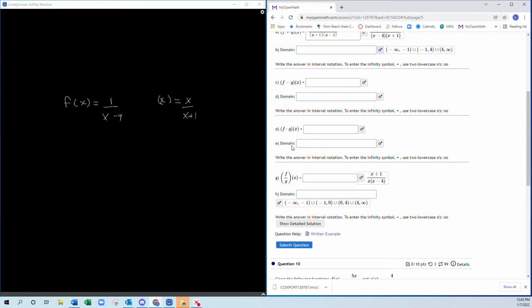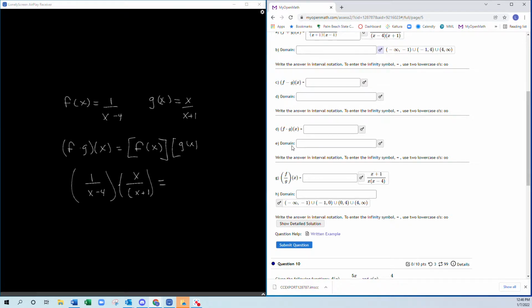G looks a little strange, so let's fix that. All right, so multiplying this, the notation tells us it's f of g of x, and that just means the same thing as multiplying f of x times g of x, or 1 over x minus 4 times x over x plus 1. When you're multiplying fractions, numerator times numerator, denominator times denominator, so it's just x over x minus 4 times x plus 1.